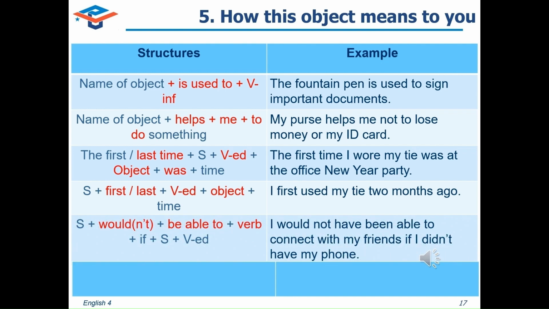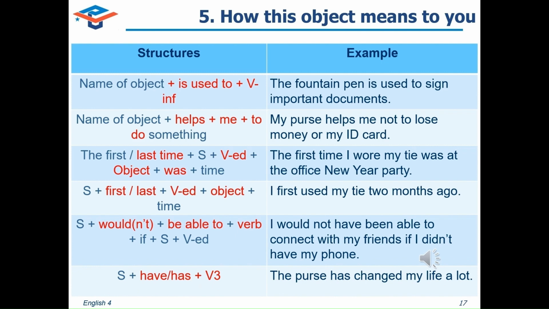Next, subject and wouldn't be able to, and verb, and then the if clause, if subject and verb in the simple past tense. For example, I would not have been able to connect with my friends if I didn't have my phone. You can see this is a second conditional sentence. And finally, you have the structure of subject and a verb in present perfect tense. The purse has changed my life a lot. As mentioned earlier, you can use present perfect tense to talk about the role of this object in your life.